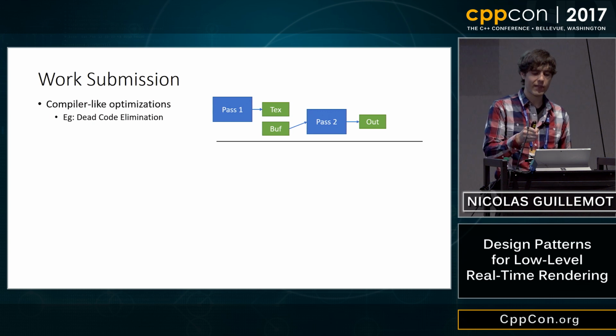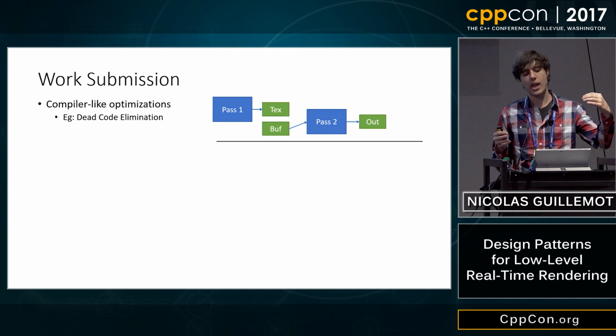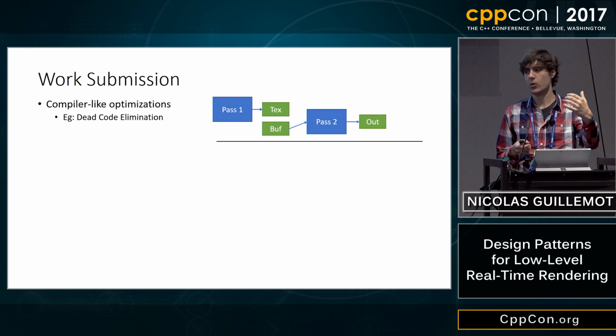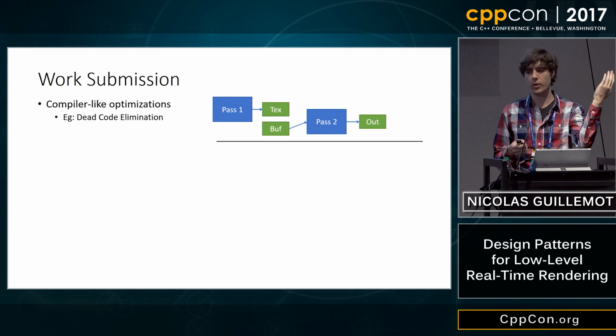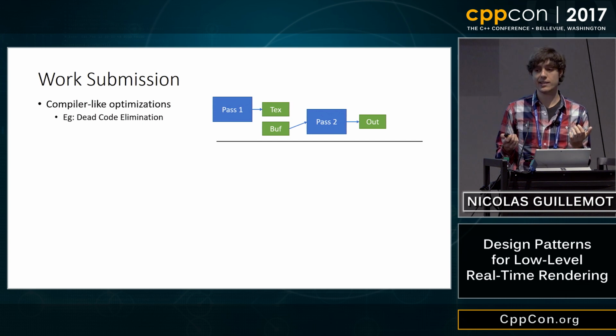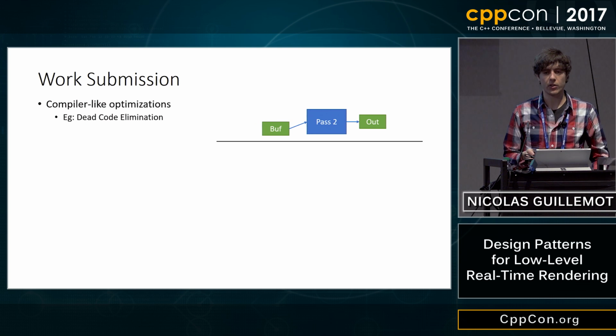Let's suppose that you have the graph that's shown on the right here, where you can see pass 1 and pass 2, and actually pass 1 is outputting a texture, but that texture is not connected to anything else. So we're creating this texture and then we're just throwing it away. An obvious solution is to make the work scheduler realize that this output is actually useless and remove that entire part of the graph.